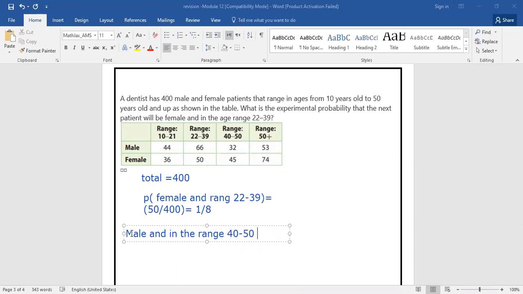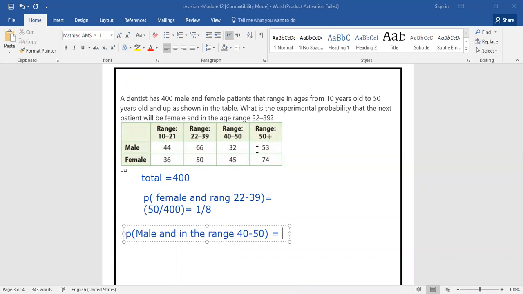So the male and in the range 40 to 50. What is the probability? I want to calculate. Ruqayya, are you here? Yes, miss. You can answer this question, please. 32 over 400 equals 2 over 25. Okay, do you agree with Ruqayya?